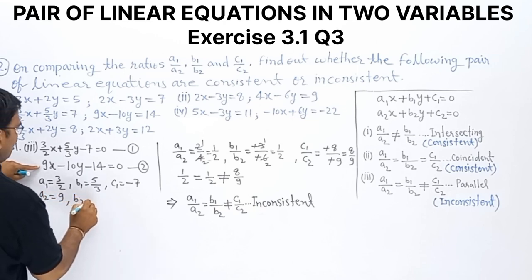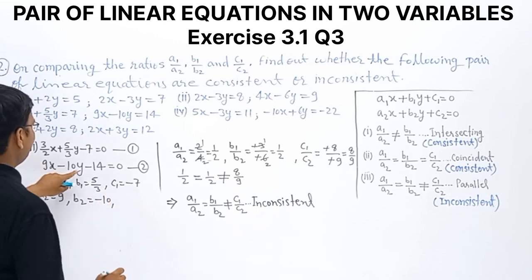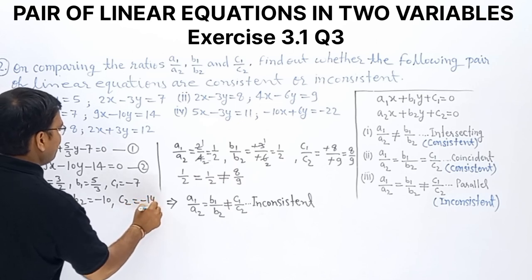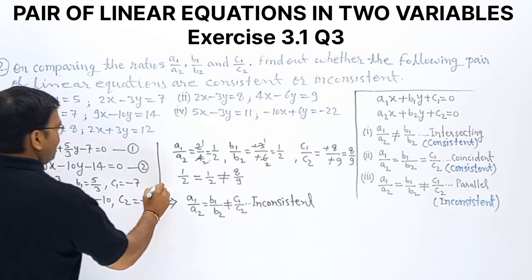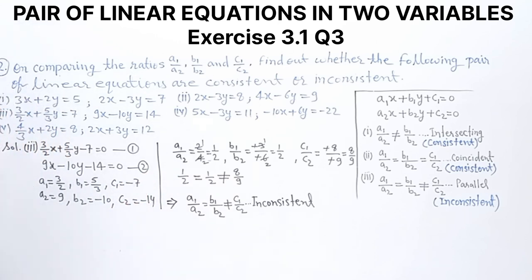9. B2 will be what? Minus 10. And C2 will be what? C2 will be minus 14. Clear? Now the next task is to find the ratios of A1 upon A2, B1 upon B2, and C1 upon C2.